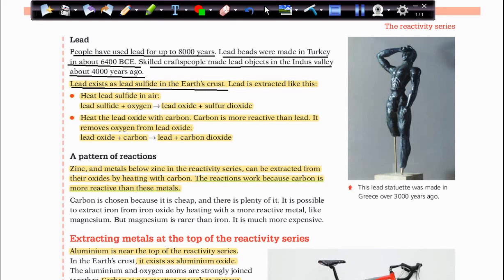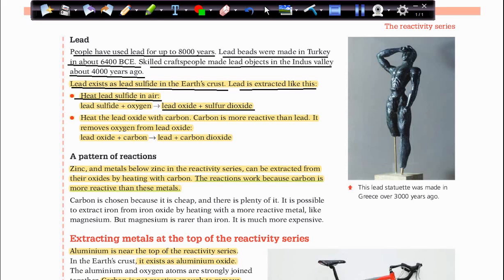So we talked about iron, and we said iron exists as iron oxide. But here lead exists as lead sulfide in Earth's crust. Lead is extracted like this. We have two steps to extract lead. First, we need to heat lead sulfide in air. That means we need to join oxygen atoms with lead sulfide, and this will give us sulfur dioxide, and we can get lead oxide.